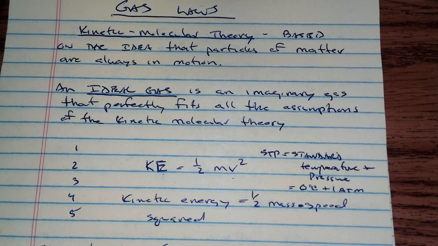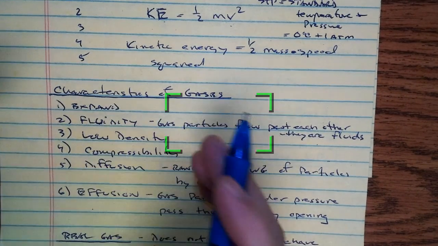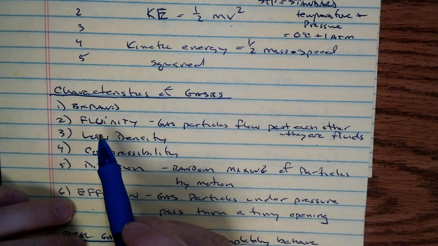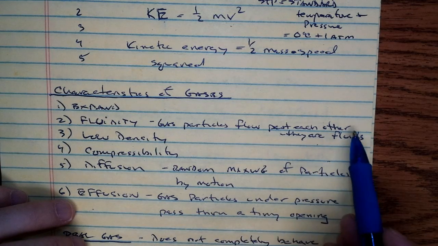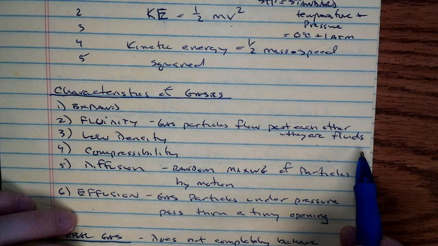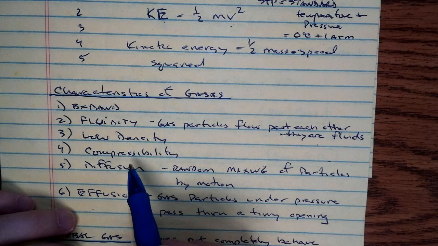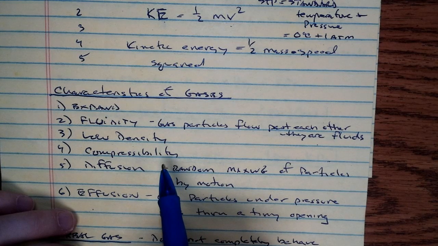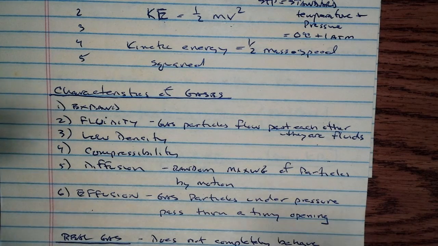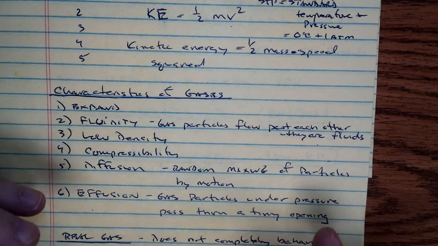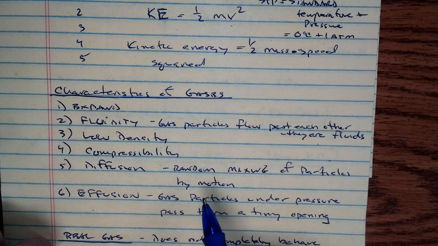And characteristics of gases. Number 1, they can expand. They have expandability. Number 2, they are fluid. They have fluidity. Gas particles flow past each other, so they are considered to be fluids. They have low density. They have compressibility. You can put some gases in a container and you can make the walls and floor smaller, and therefore the pressure will increase. And they diffuse. There is diffusion, the random mixing of particles by motion.